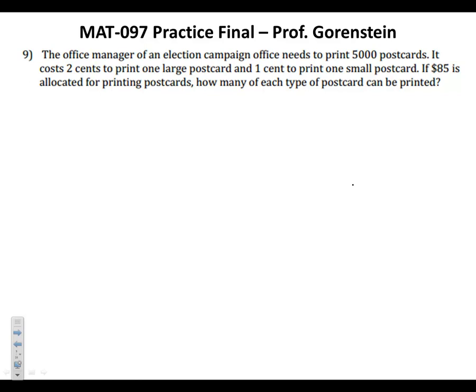So we have two unknowns here. We'll need two variables, x and y. So it's 2 cents per large postcard, 1 cent per small postcard. So our variables could represent the number of large postcards and the number of small postcards. So the first sentence, the office manager of an election campaign office needs to print 5,000 postcards. So this will give us one equation. Quantity of postcards. So we'll have one equation for quantity, and then we'll bring in the value, the dollar value in the next equation.